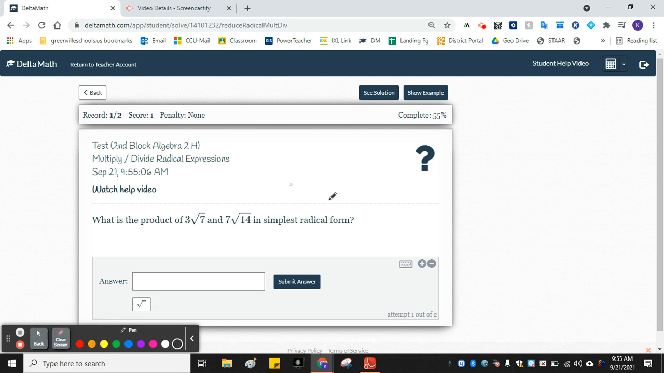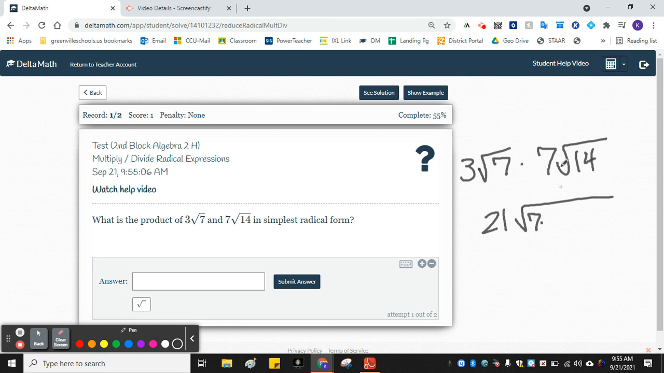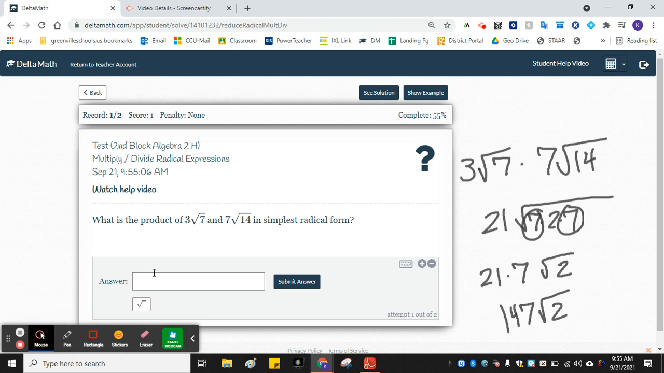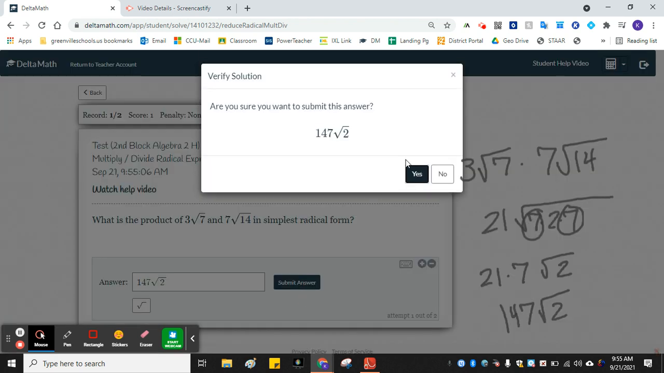This is just all in words. It's still just multiplying. We're multiplying 3 square root 7 times 7 square root 15. 3 times 7 is 21. 7 times 14. You can multiply them, but then you have to break up 14 anywhere. And so 14 is 2 times 7. So you have 2 7s. So 1 7 is going to come out and get multiplied to the 21 square root 2. So 147 square root 2.